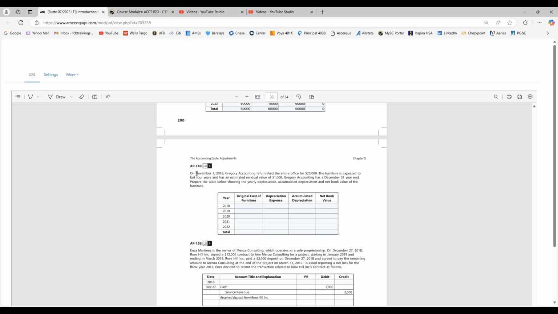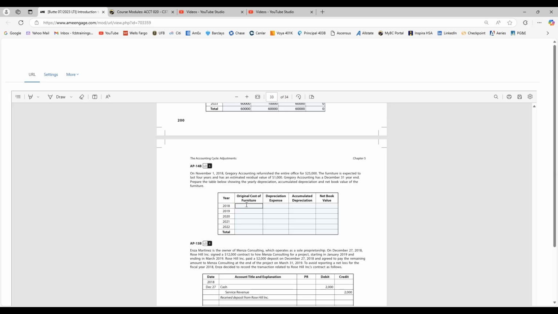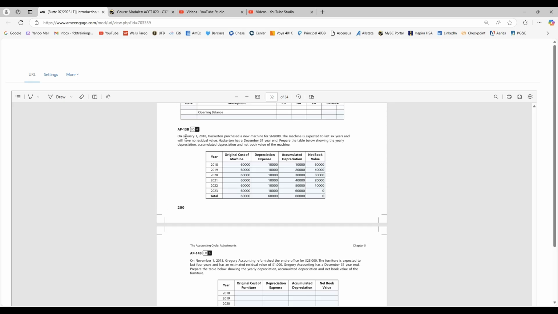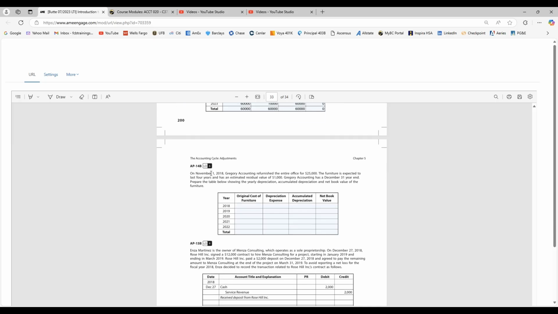So one thing to account for that wasn't in the previous problem is the fact that this furniture was bought on November 1st. So in 2018, we only have 2 months of depreciation expense, as compared to the previous problem, where we had a full year's worth because we bought it on the very first day of the year. So this one just has 2 months in 2018. And there's a residual value, and it's going to last 4 years.